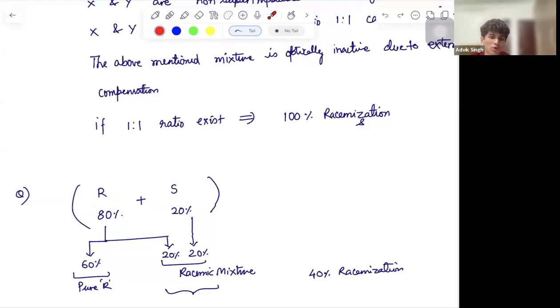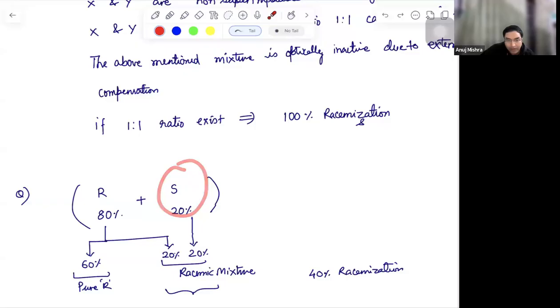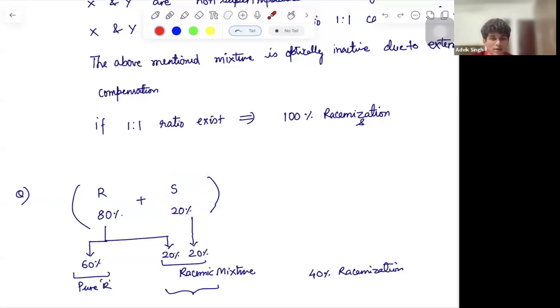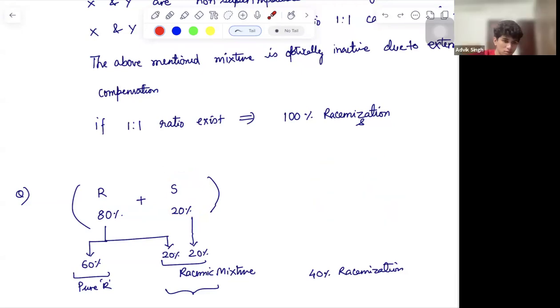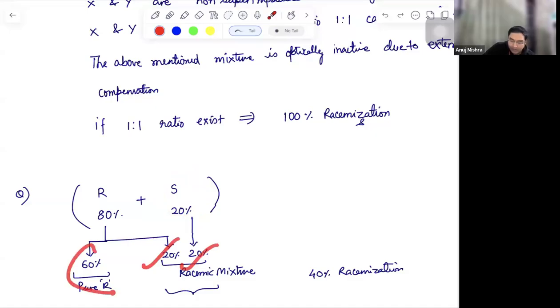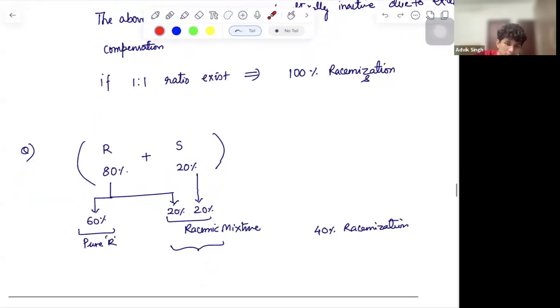So can you even break it into 40 and 40, like for the R? But S should be 40, no? S is just 20. Okay, so it should be equivalent to the S, like the other smaller part. Yeah, R and S should be equal. Then only you can call it Racemic mixture, no? Okay, fine. So if you break as 20-20, this is 60, this is pure R. My answer is 40% racemization. Fine.